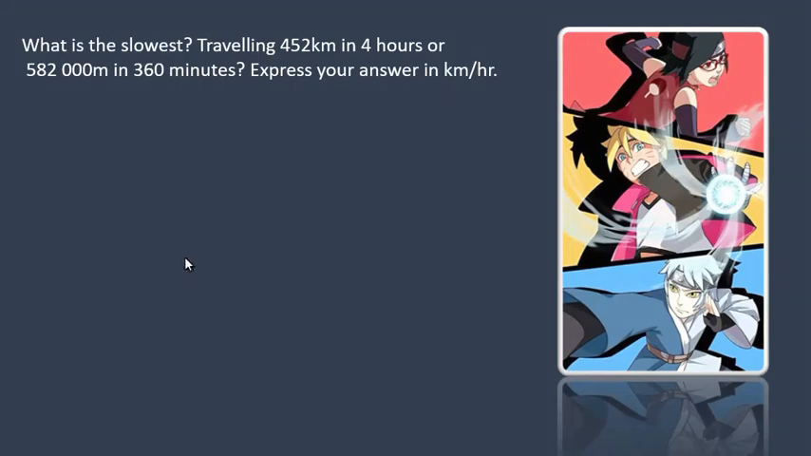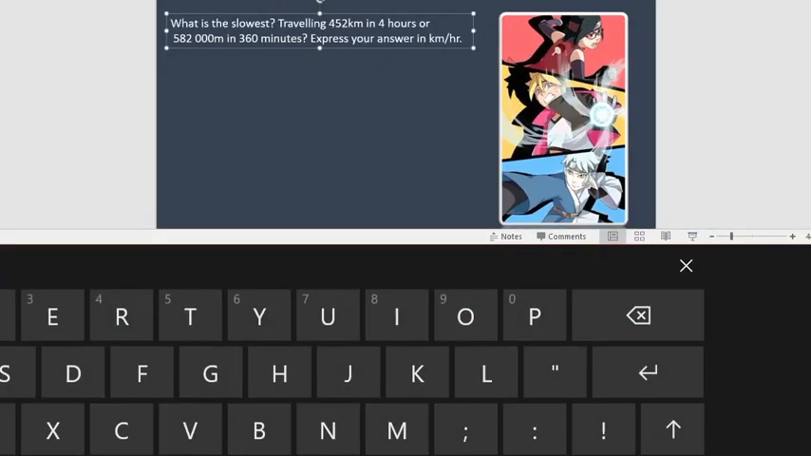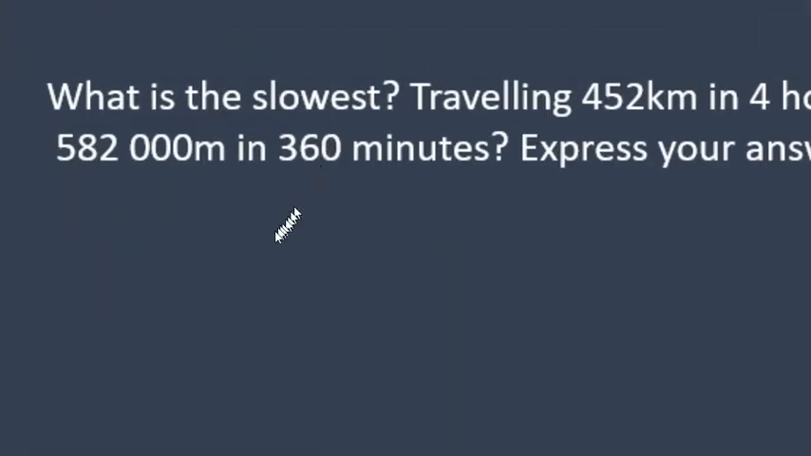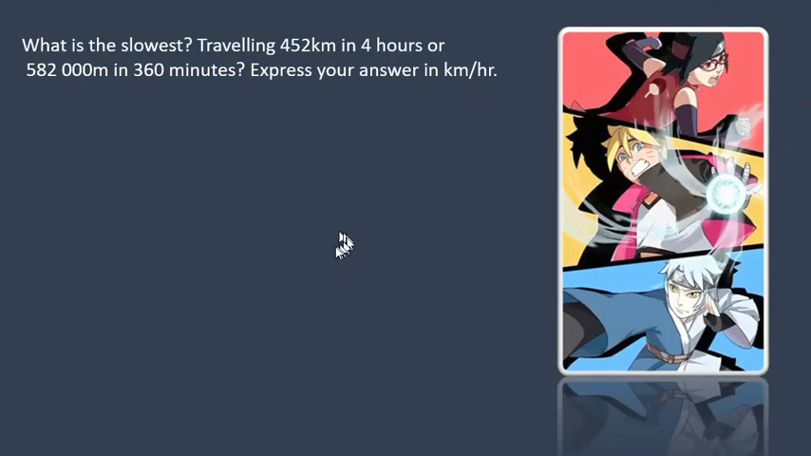What is the slowest? Now, these are tricky questions because you have to answer this question. Okay, let me fix this. Here we are, yes. It says, what is the slowest? Traveling at this, let me find a highlighter there.